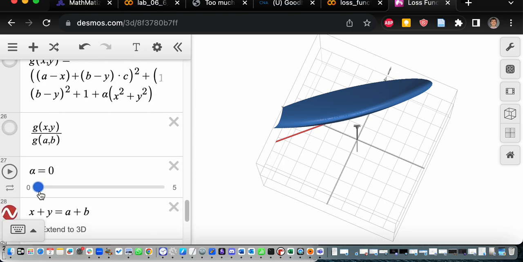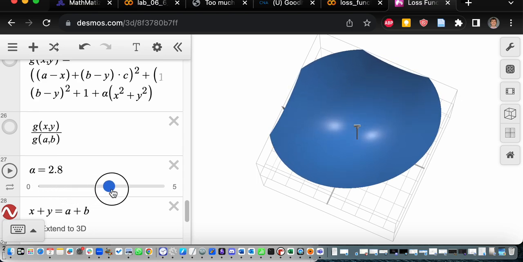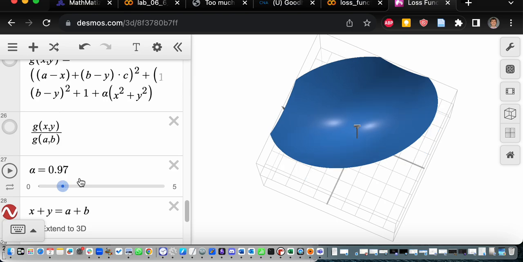And let me show you what happens when you add on this alpha value. So this alpha value, right now it's 0. What happens when I add on to the alpha value? It kind of smooshes it to make it more round again. So it's adding on just the cone at 0. It's adding on alpha times x squared plus y squared. That's what the regularization does.